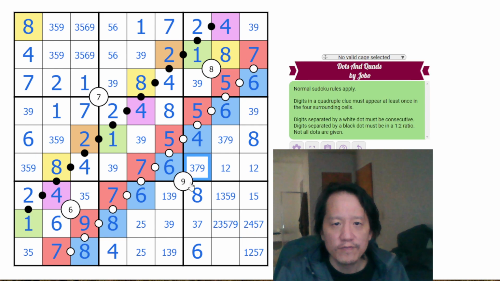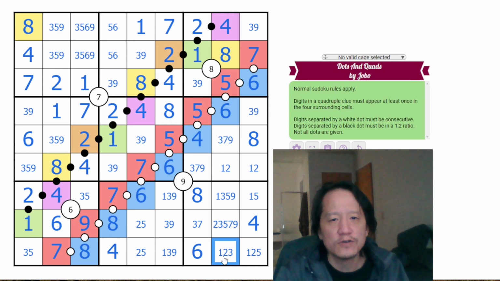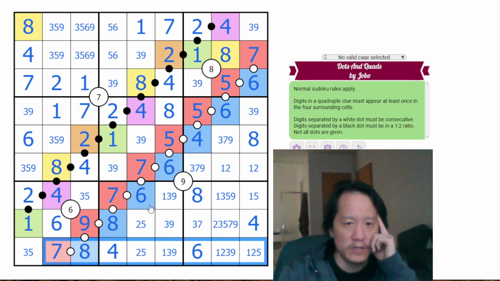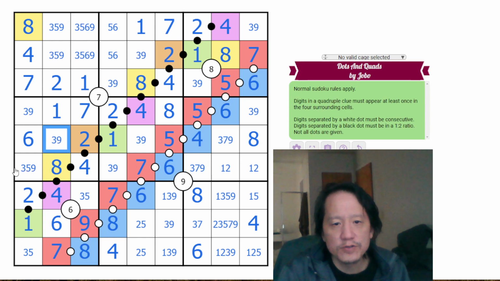Where can 4 be? 4 can't be here. In box 9, this can't be here, can't be here. This has to be the 4. This can't be 7. This is 1, 2, 3, no, 4, 5, 6. Could be 7 or 9. Can't be 7. Okay. This can't be 5, so this must be the 5. This can't be 7.